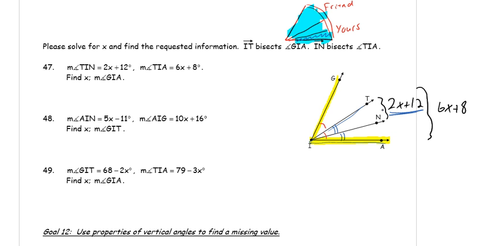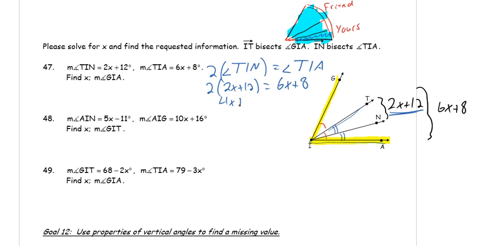Well, if it's cut in half, it takes 2 halves to make a whole. So what we say is 2 angle TINs equal 1 angle TIA. Okay, 2 halves make up the whole. So 2 TINs make up 1 TIA. Now we can go ahead and put in our algebra. So 2 times (2x plus 12) equals 6x plus 8. And now you can go ahead and work your algebra.